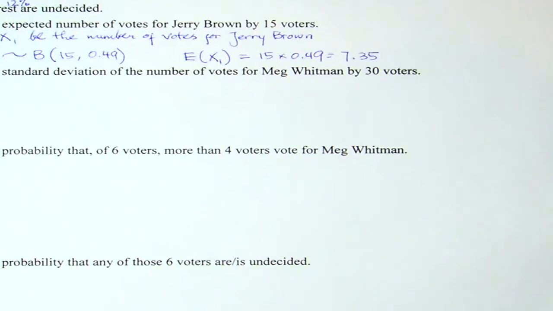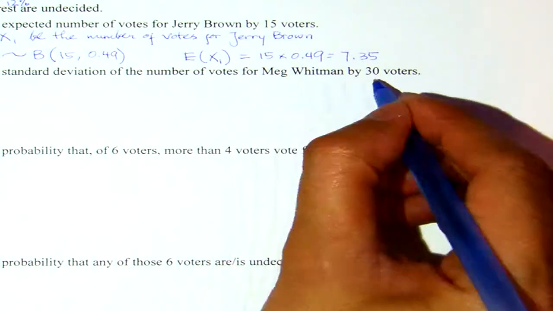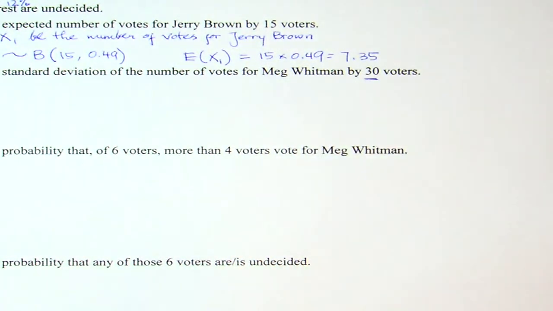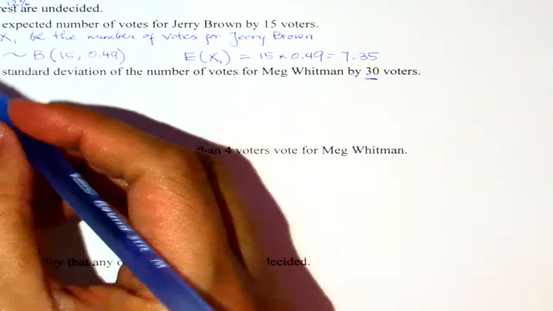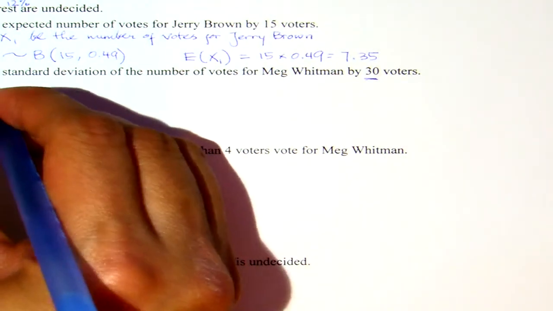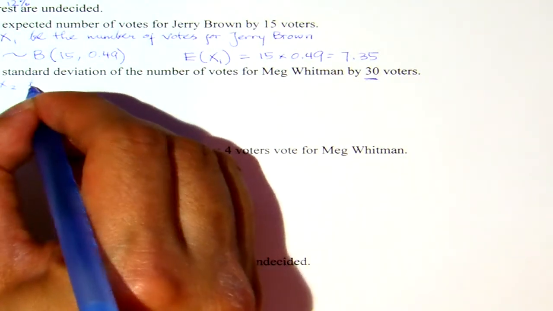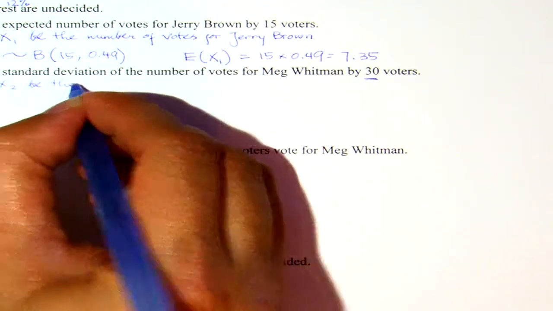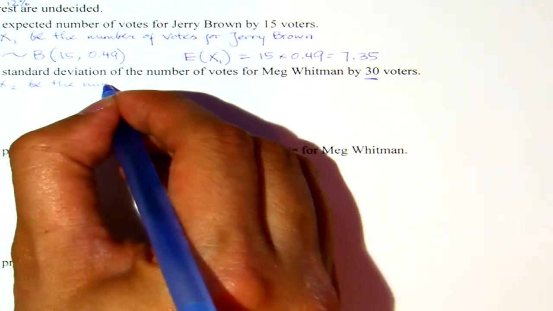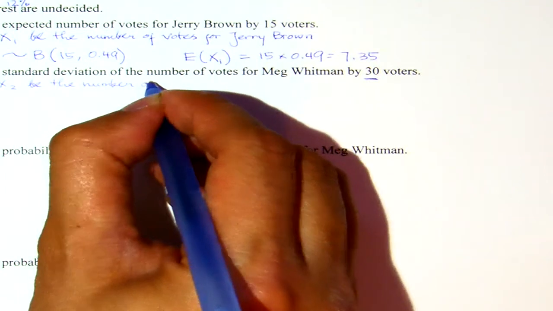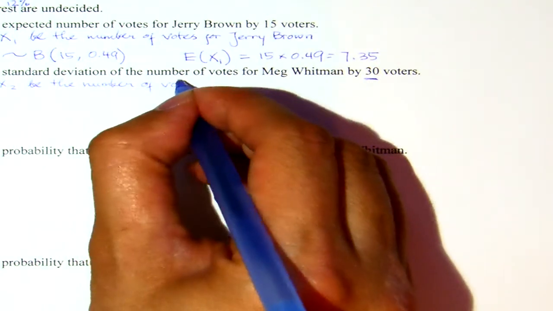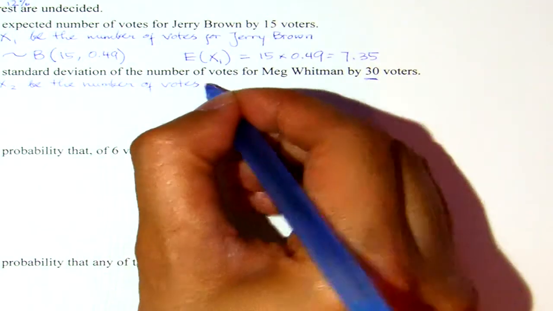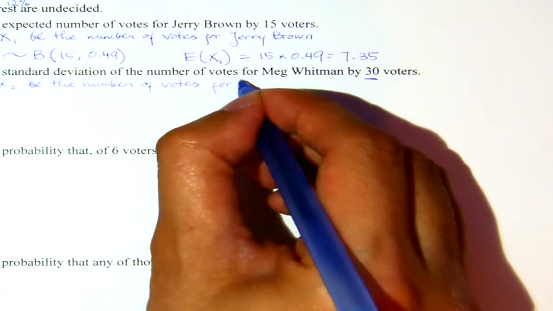Part B, find the standard deviation of the number of votes for Meg Whitman by 30 voters. You see that the idea will be quite similar. We will first define a random variable. Let x2, for example, be the number of votes for Meg Whitman.